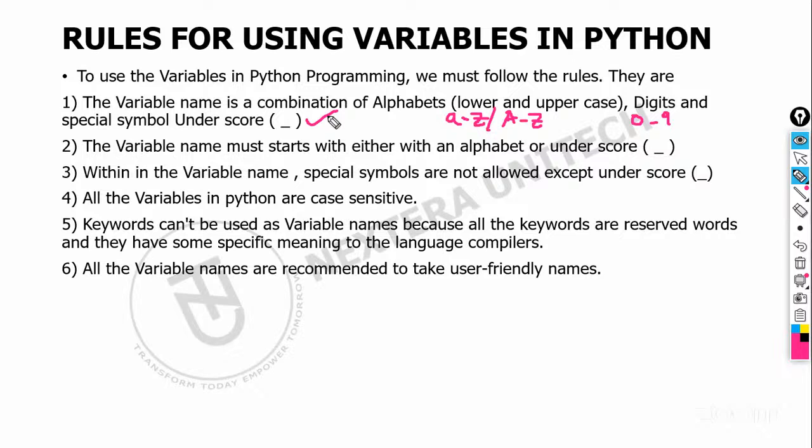Then what is the second rule? The second rule says a variable name should always start with either an alphabet or underscore. What does that mean? It means a variable name should not start with a digit.